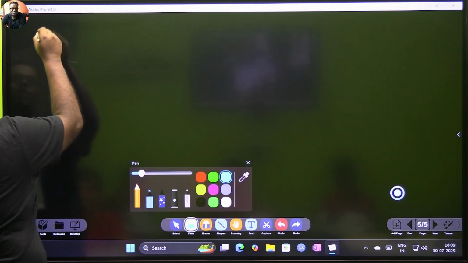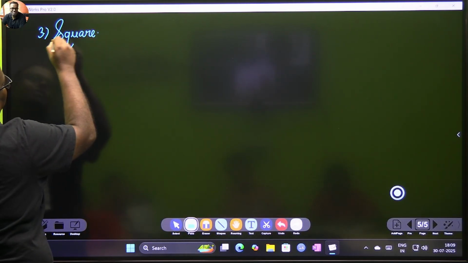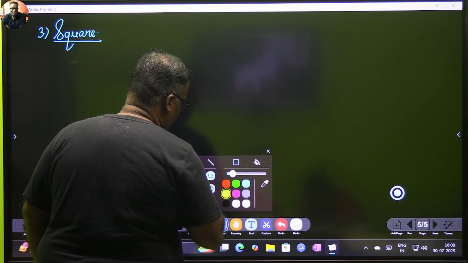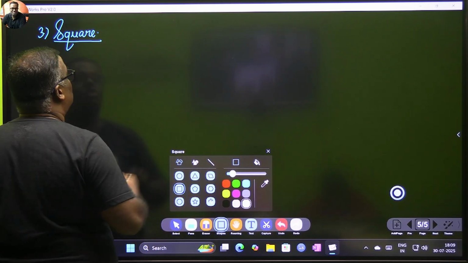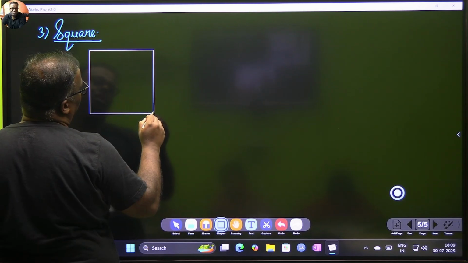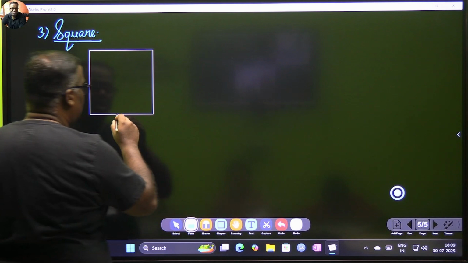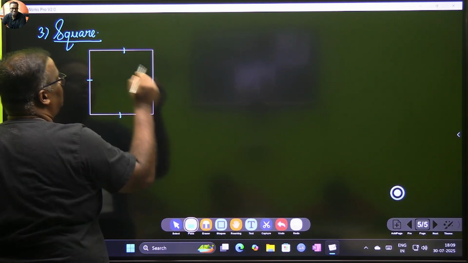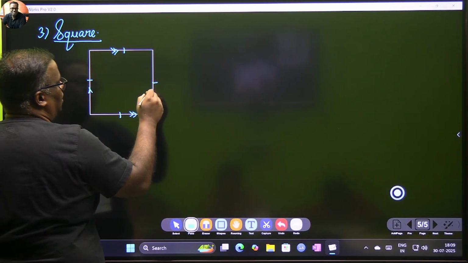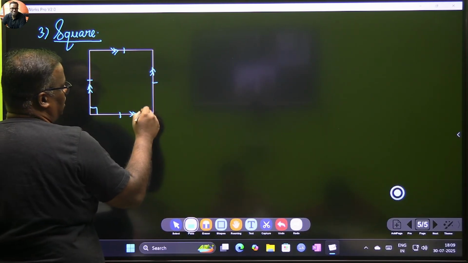We come to the third one, and this is square. Yes, my English is not good, I'm very poor in my English. So, square is a quadrilateral in which 4 sides are equal, as well as the vertices make 90-degree angle. And the opposite sides are also parallel to each other, right? And they have a 90-degree angle out here.